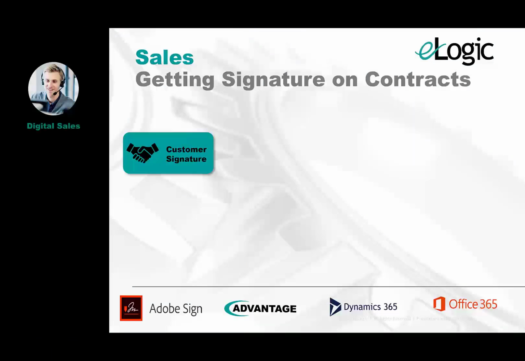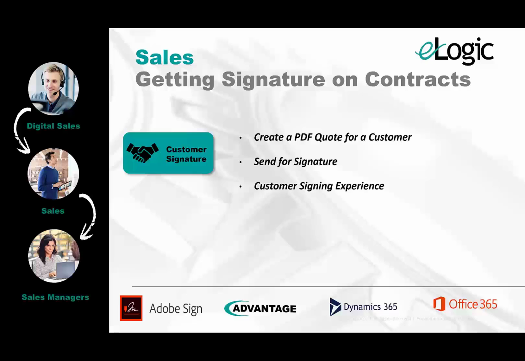In this video, I'm going to cover how the sales team can more efficiently get their contract signed by leveraging a solution like Adobe Sign integrated with Advantage in Dynamics 365. I'm going to cover a couple of key areas. I'm going to start with creating a PDF quote for the customer inside of Dynamics 365 in Advantage. I'm going to send that out for signature, and I'm going to show how that process gets set up to do so. And then we're going to show the customer signing experience and then ultimately how the fully executed contract gets managed inside of the solution itself.